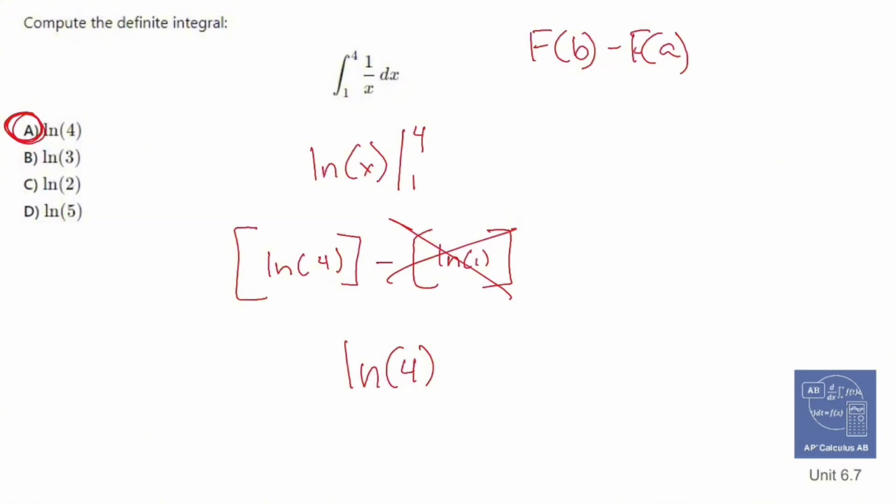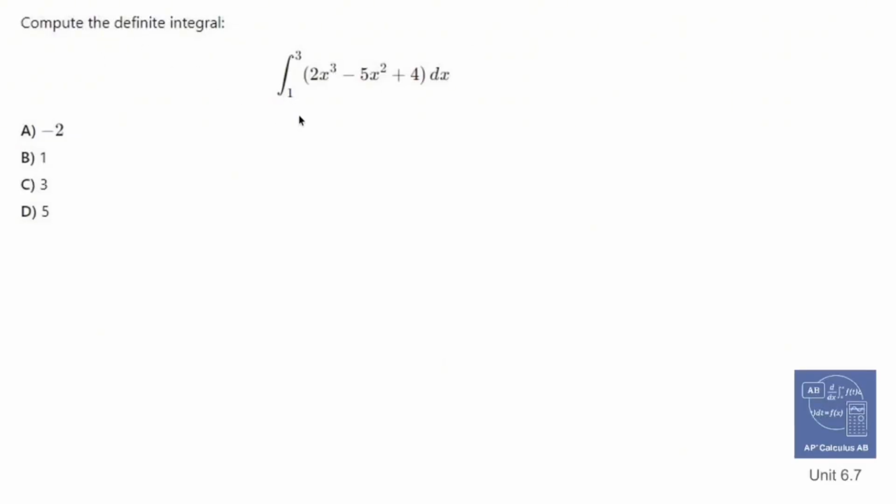Fun stuff. Compute the definite integral between 1 and 3 of 2x cubed minus 5x squared plus 4. Whenever you're taking the power rule and the integral, the rule looks like this. If you're given, let's throw a letter in there, c x to the nth dx, you're going to keep that c just kind of lingering there.